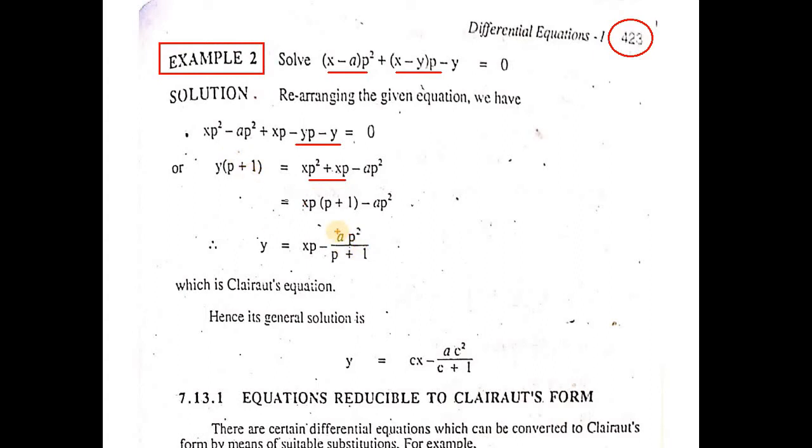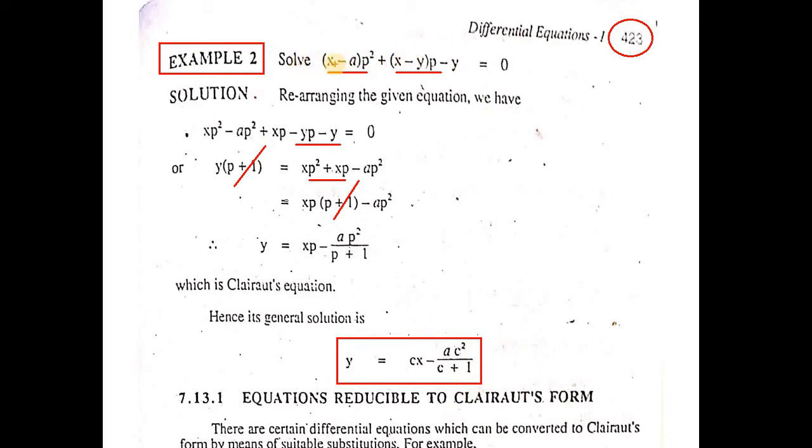If we divide both sides by p plus 1, then p plus 1 will be cancelled here, p plus 1 will be cancelled here, and here this will be divided by p plus 1. This is an equation of the form y is equal to px plus f of p. So it is Clairaut's equation. Hence its general solution is obtained. If we replace p by c, then we get the general solution. So this is the general solution of the differential equation.